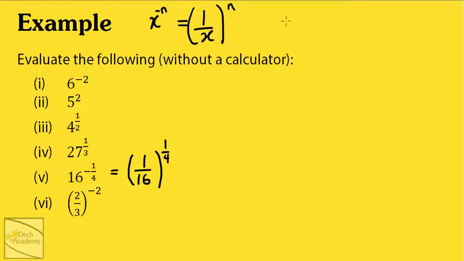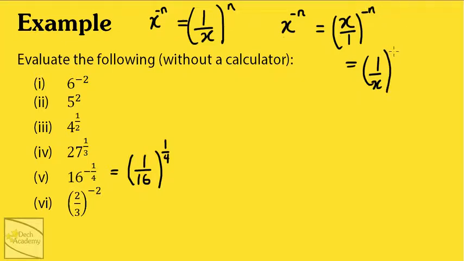So the idea here is you have a number raised to a negative number. So what you do is say, okay, I take the reciprocal of the number. So here we have x, which is the same thing as x over 1. So I'm actually going to rewrite this as x over 1. So you take the reciprocal, so x over 1 becomes 1 over x. And then you change the sign of the exponent. So minus n becomes n. And that's what I've done here.